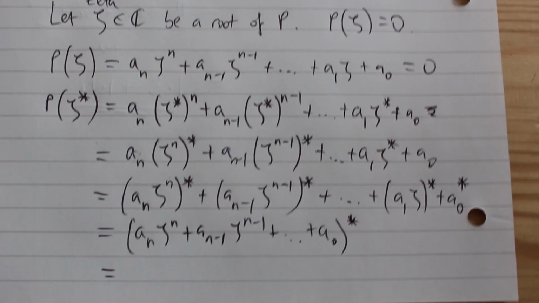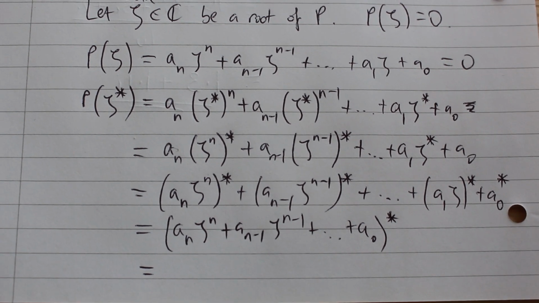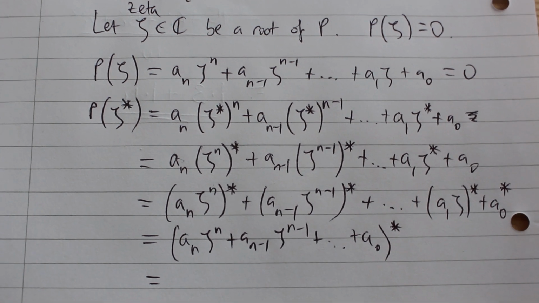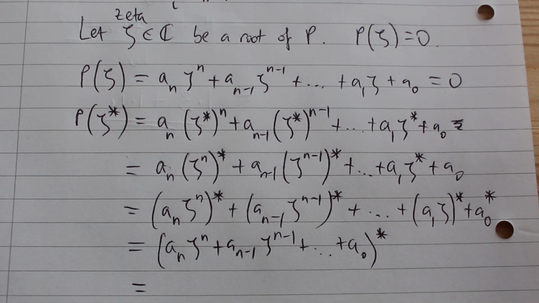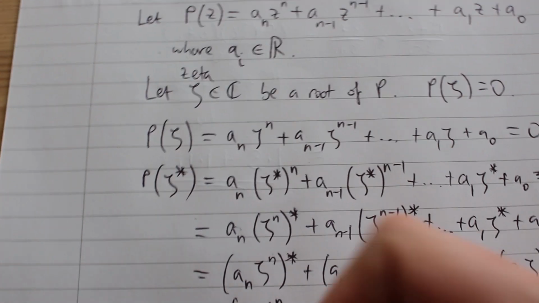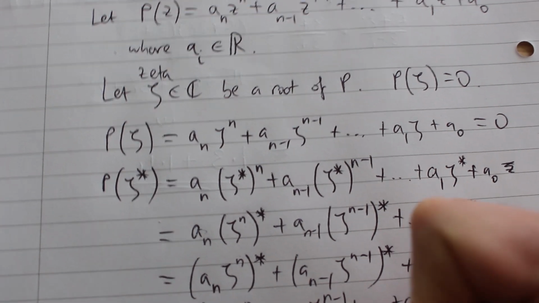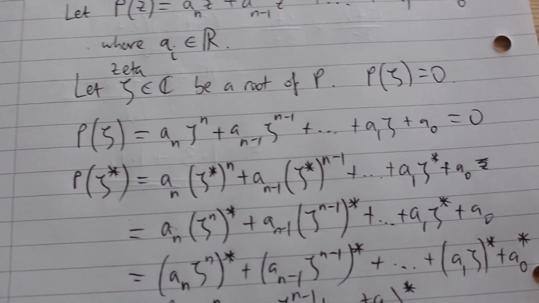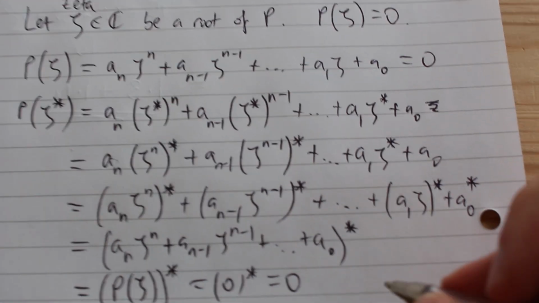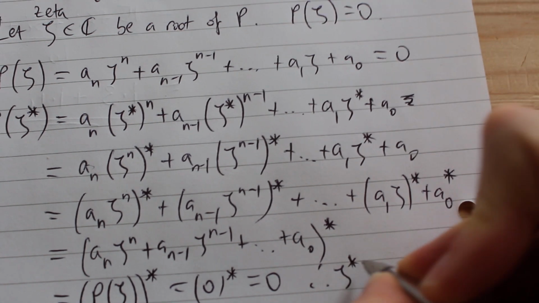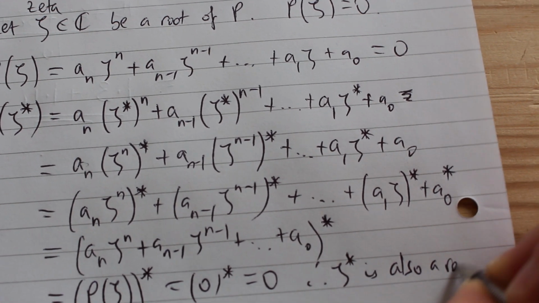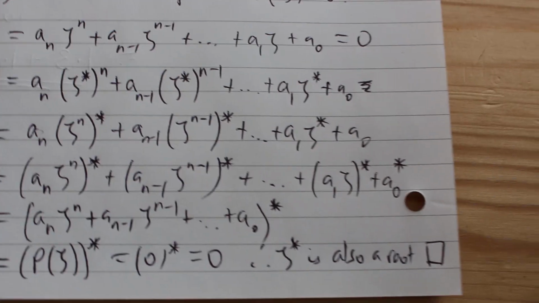And then, what is this thing inside the brackets? Well, it's p of zeta, isn't it? And we know that p of zeta is 0, because zeta is a root. So this is p of zeta star, which is 0, star, which is 0. So therefore, zeta star is also a root of p. And that concludes the proof.